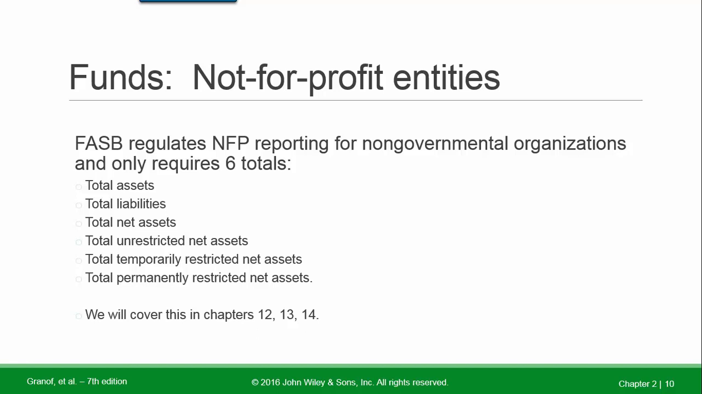Not-for-profit entities continued. The FASB regulates not-for-profit reporting for non-governmental organizations and only requires 6 totals: total assets, total liabilities, total net assets, broken into the unrestricted, temporarily restricted, and permanently restricted. And as I mentioned earlier, we cover this in detail in chapters 12, 13, and 14.